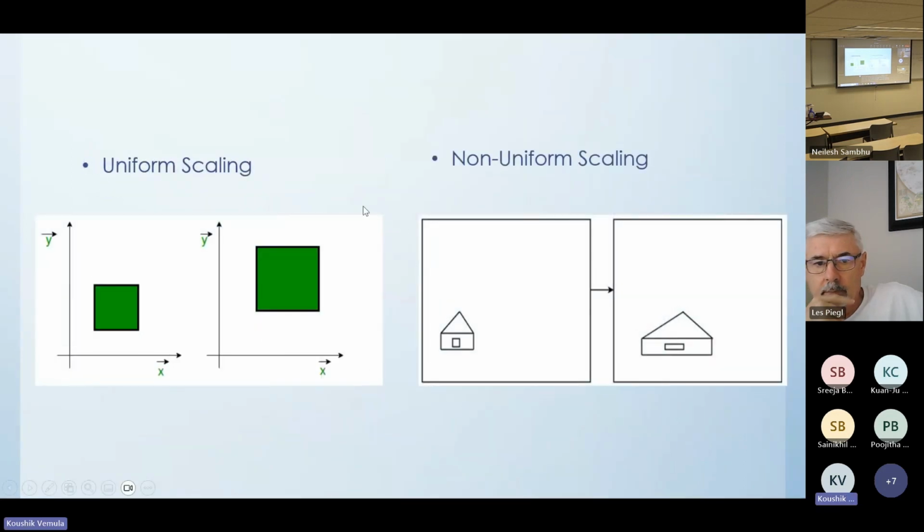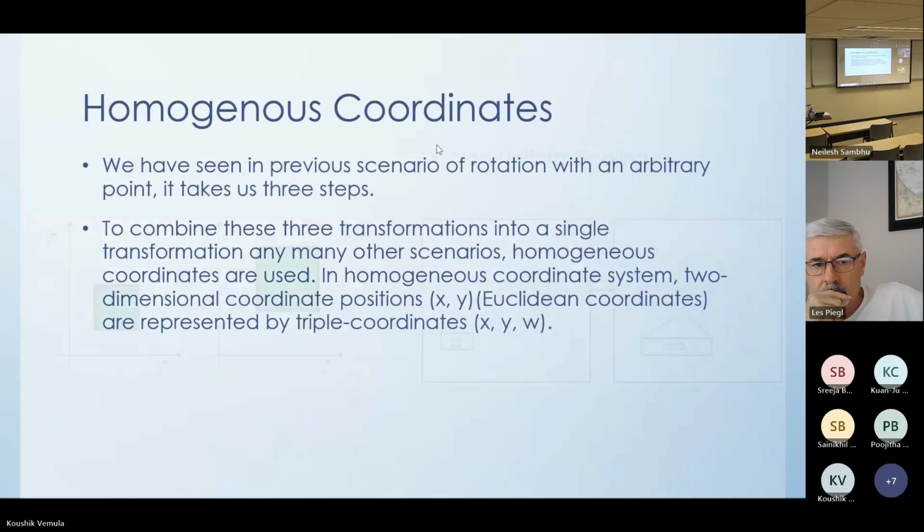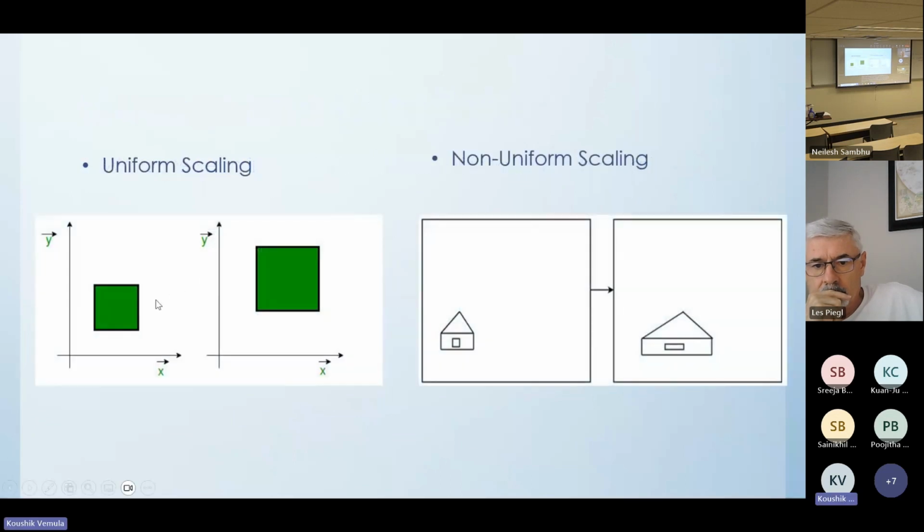These are some examples of uniform scaling and non-uniform scaling. Here I'm showing an image of a square which has been enlarged uniformly, so it retains the properties of a square, but it's enlarged in size. And we have another example of non-uniform scaling, where we are enlarging only in the x direction and not in the y direction.